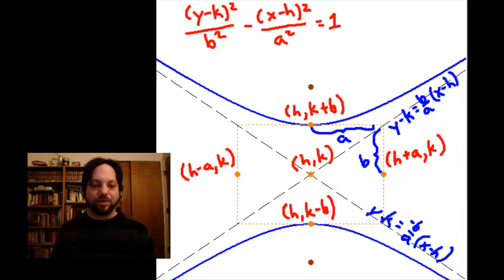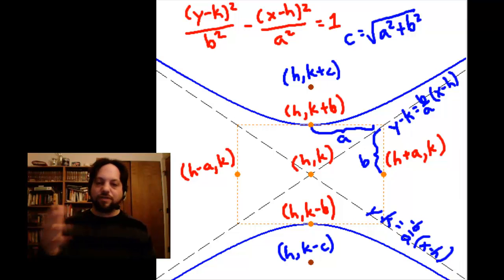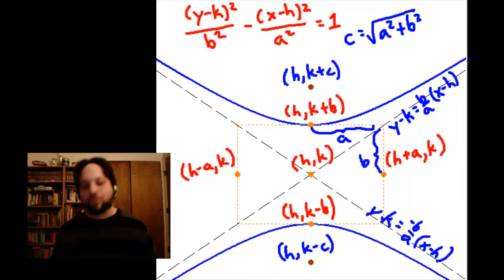Well, the last thing I need to deal with is the foci. And remember, just like before, our c value in this case, because it's a hyperbola, is just going to be the square root of a squared plus b squared. And what that means is that this focus is going to be h comma k plus c, and this focus will be h comma k minus c. So everything pretty much the same. It's just a matter of which way the hyperbola is opening. Of course, that's the way the focus needs to go.